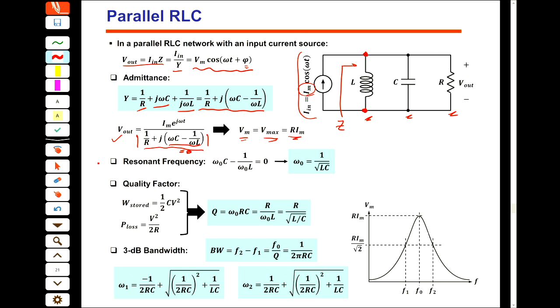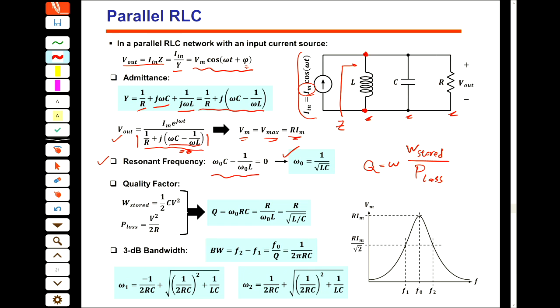And then this is the definition for the resonant frequency, the frequency at which our voltage is maximum. So this circuit transfers the maximum power into this load. Okay? And then from this we can find the resonant frequency, which is 1 over the square root of LC. And then the quality factor that we defined in the previous slide, which is Q equals omega times W stored, divided by P loss.